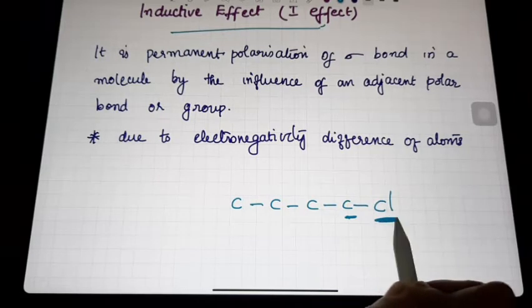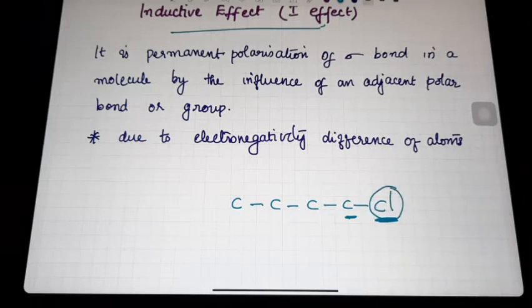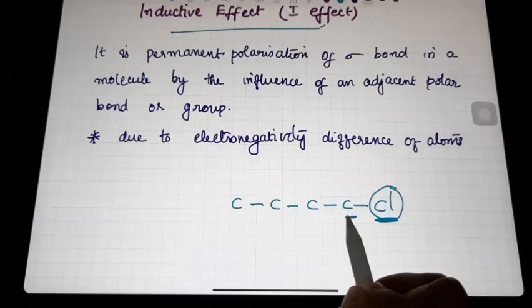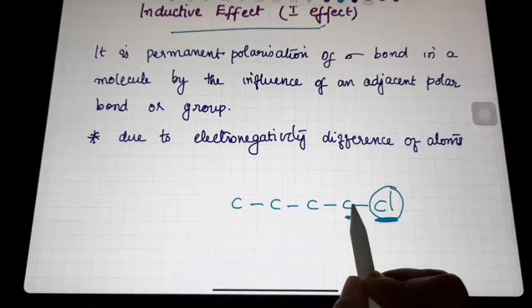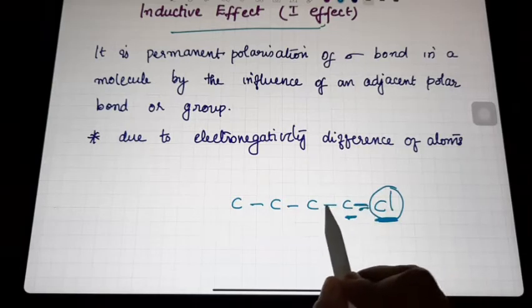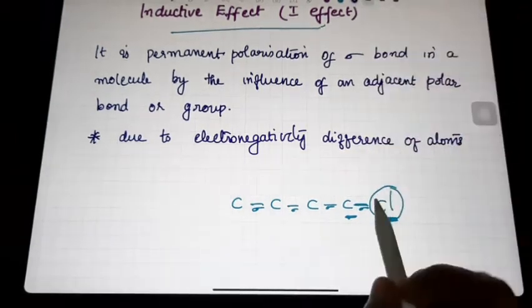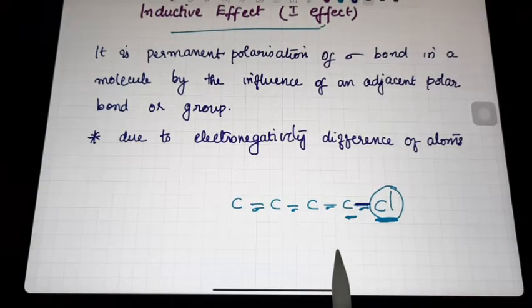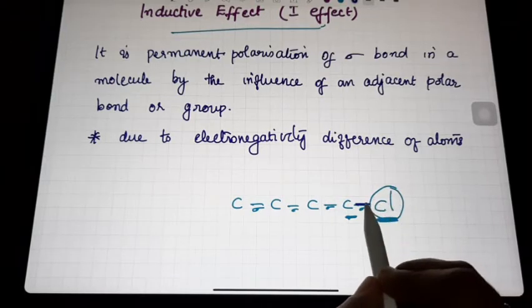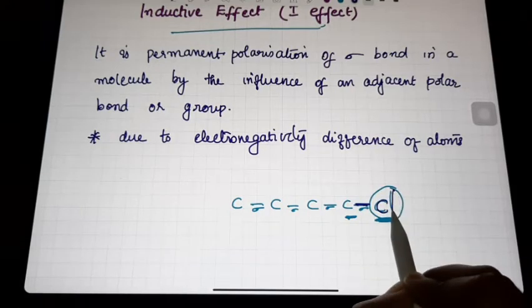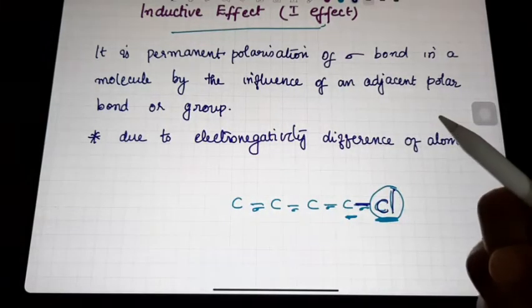Chlorine is the most electronegative atom; fluorine, chlorine, bromine are all said to be electronegative ones. So chlorine atom is more electronegative than this carbon. Yes, the sigma bonds of C-Cl. This is the sigma bond here. The sigma electrons of this C-Cl bond are displaced towards the chlorine atom. Why does it happen? Because chlorine is electronegative, so it has a tendency to attract the electrons towards itself.